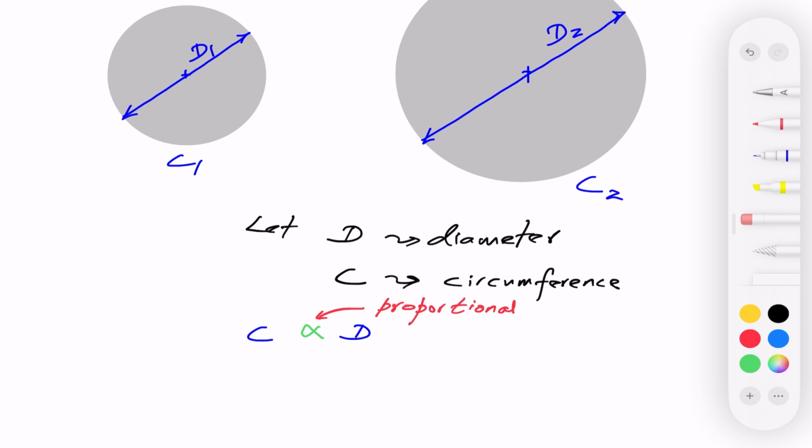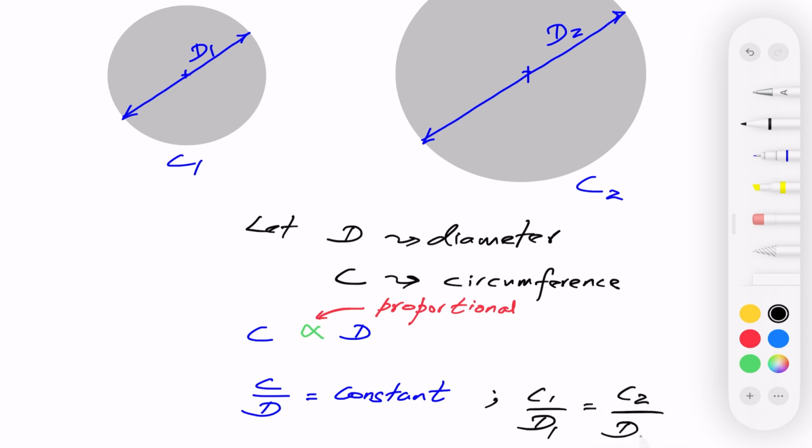So what does it mean to say that C is proportional to D? It simply means if you take the ratio between C and D, that stays as a constant. That means C over D should be equal to a constant. Or in other words, if I look at C1 over D1 for the smaller circle, that should be equal to C2 over D2 for the larger circle. No matter how many circles you consider, the circumference to diameter ratio should stay a constant.